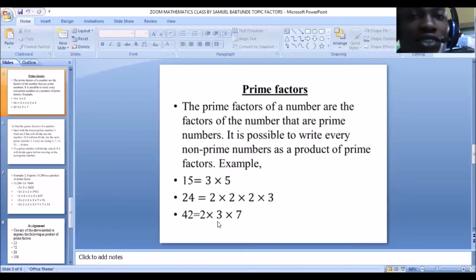Now can 7 go into 7? Yes, 7 can go into 7 once. So therefore, I put down my 7. And I calculate 2 times 3 will give me 6, and 6 times 7 will give me 42. Definitely, I have expressed 42 as a product of its prime factors. You can see it's very simple and very, very easy.